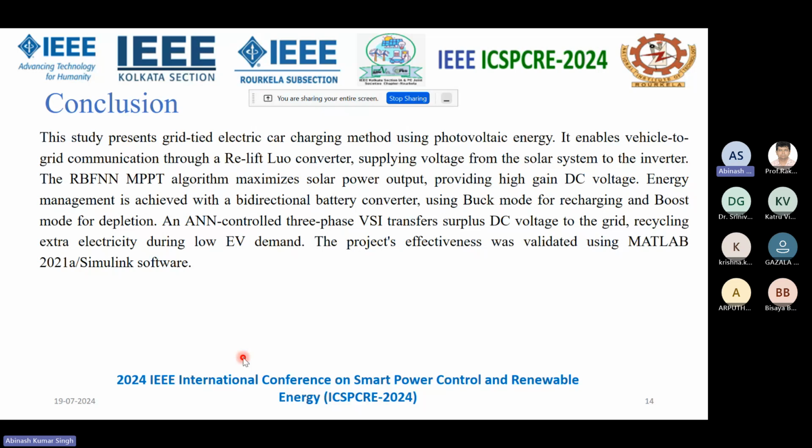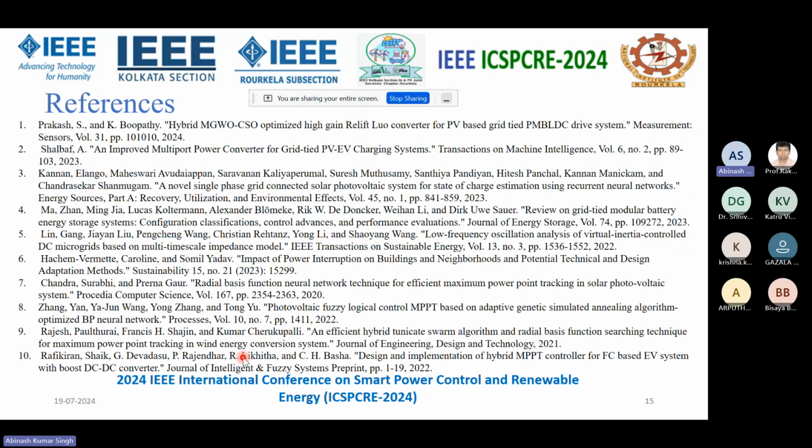DC voltage to the grid, recycling extra electricity during low EV demand. The project effectiveness was validated using MATLAB Simulink software and a small prototype hardware. So these are our references. Thank you.